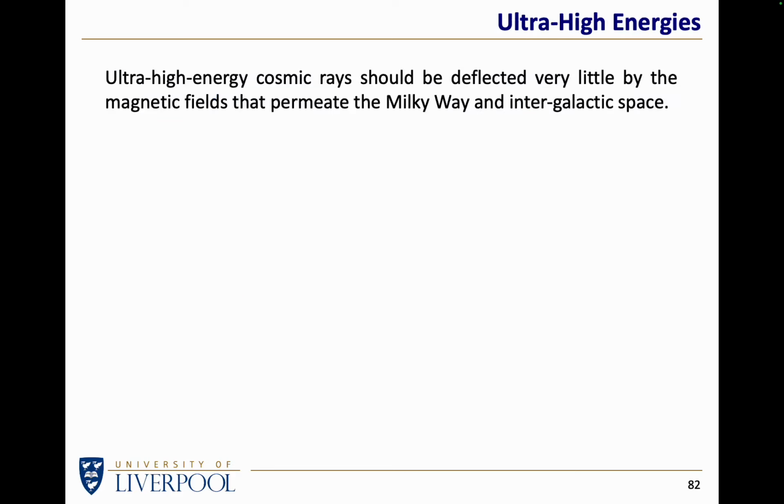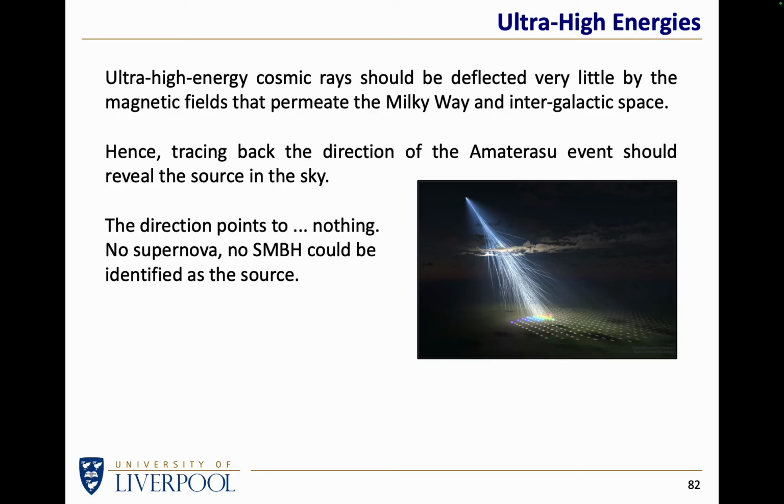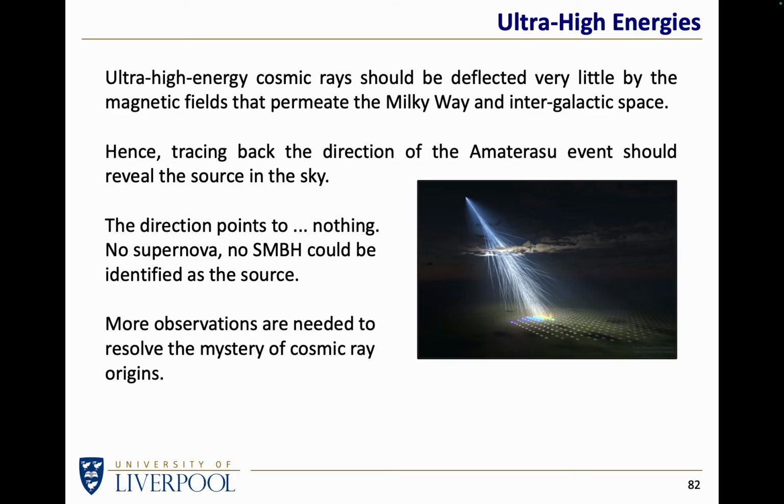So the idea is, well, if it's really energetic, it shouldn't be deflected by magnetic fields, so we should be able to figure out where it came from. So they did that, and they traced back in the sky where this really, really, really energetic particle came from. And what they found was, when they traced the direction back, they found it pointed to... pause for dramatic effect... nothing. There was no supernova they could identify. There was no supermassive black hole that seemed to be in the direction that this thing was pointing. So we need to do more research.